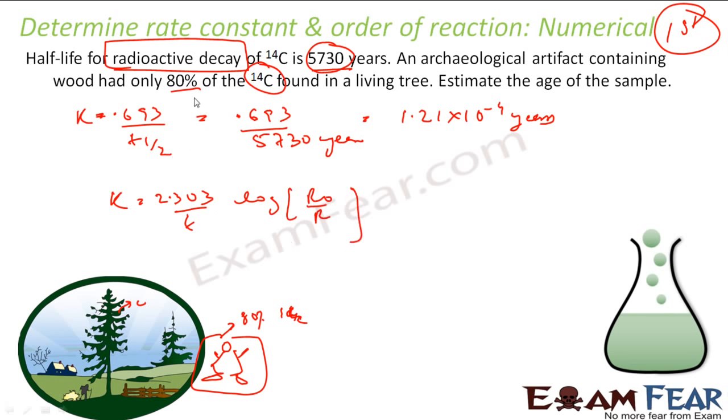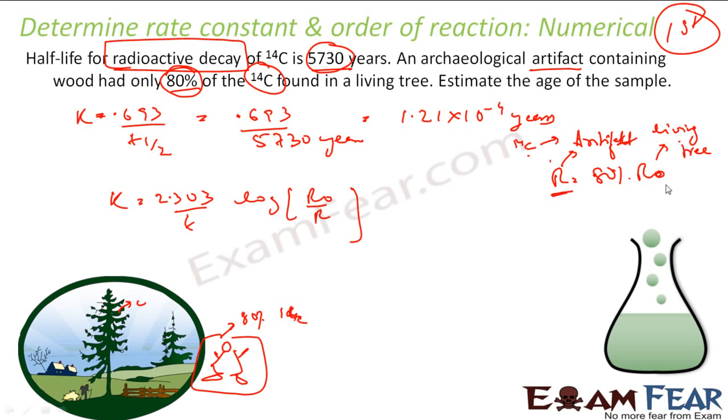Now in this formula, it is told that the artifact has 80% of the initial concentration. That means R is nothing but 80% of R naught. R naught is the initial concentration in the living tree, and R is in the artifact. They are talking about the concentration of C14. So the concentration of C14 in the artifact is R, and the concentration of C14 in the living tree is R naught. It is told that the concentration of C14 in the artifact is 80% of that in the living tree. That is, R is nothing but 80% of R naught, that is 0.8 R naught.